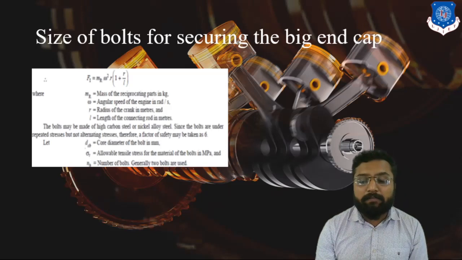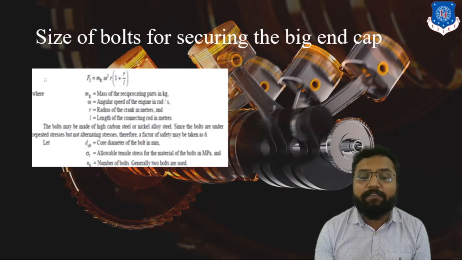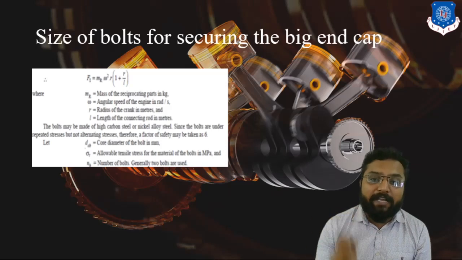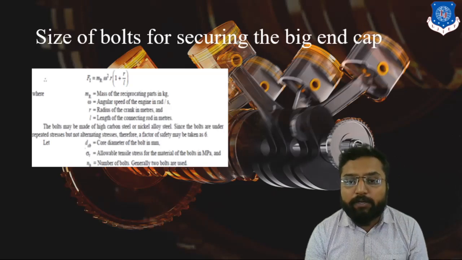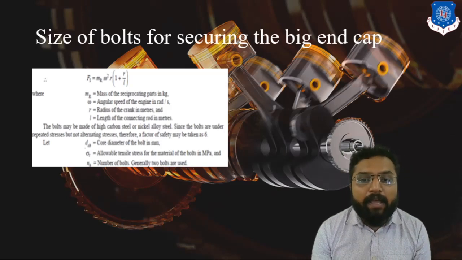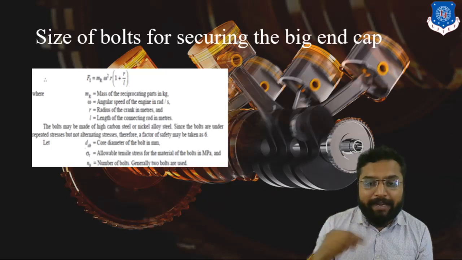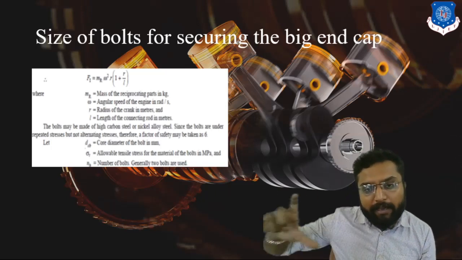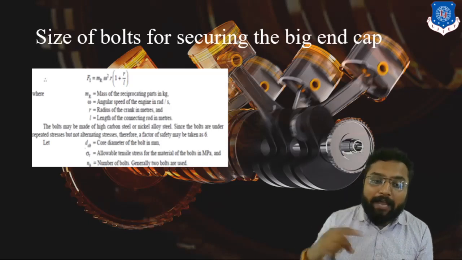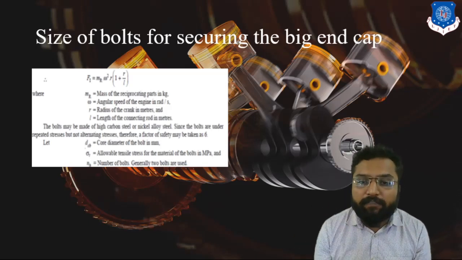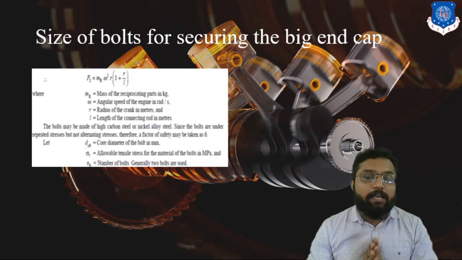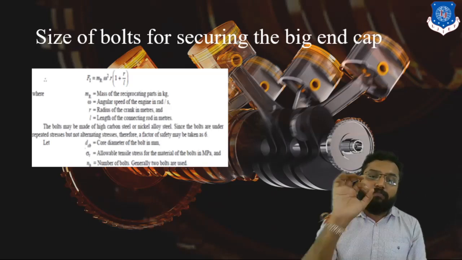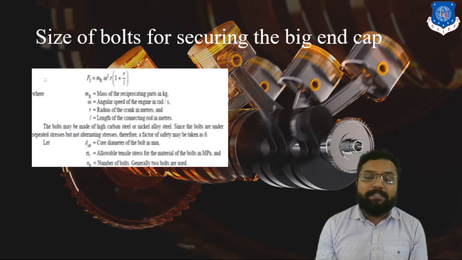You have studied about this reciprocating force in design of machine elements, which is the force generated due to reciprocating mass, FL equals mr into omega square into r into (1 plus r by l). Clear? Where r is the radius of the crank. Clear? L is the length of our connecting rod. Omega is the angular velocity, and mr is the mass of your reciprocating component, in kg. So first of all, you are going to find this force generated due to reciprocating mass, which is going to directly act on your bolts and try to shear them out.